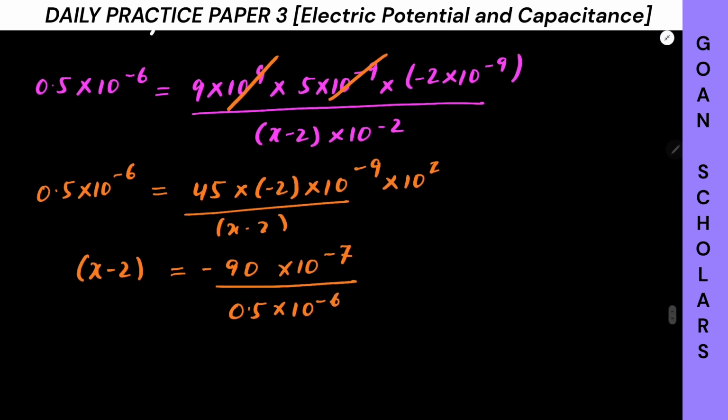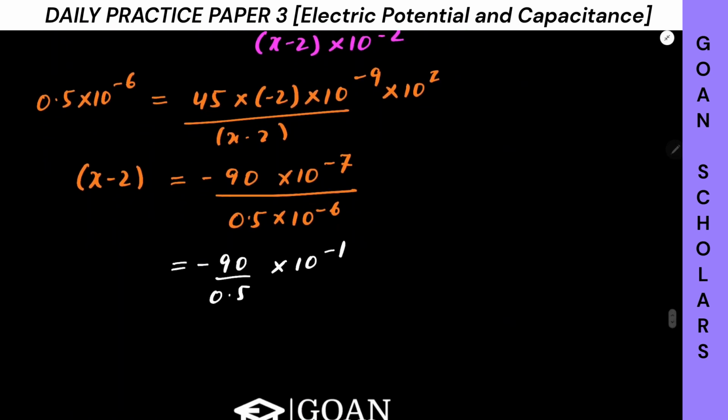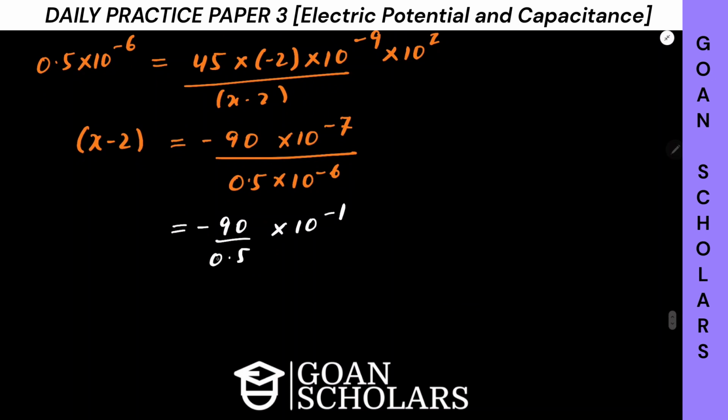Correct? And here we can take this 10 to the power minus 6 on the top and make it minus 1 here. So this will be minus 90 upon 0.5 into 10 to the power minus 1. Correct? And taking this minus 1 down, that will make it minus 90 upon 5. So x minus 2 is equal to minus 5 ones are 5, 18. Correct? And this goes to that side.